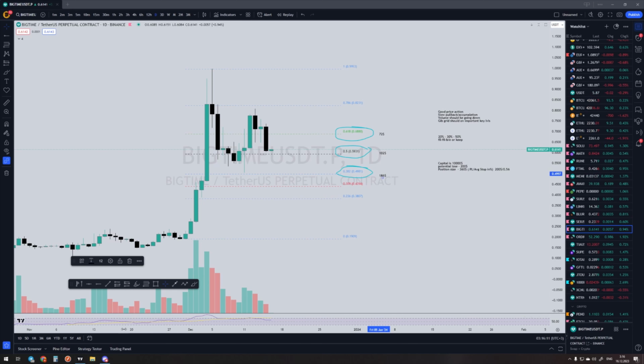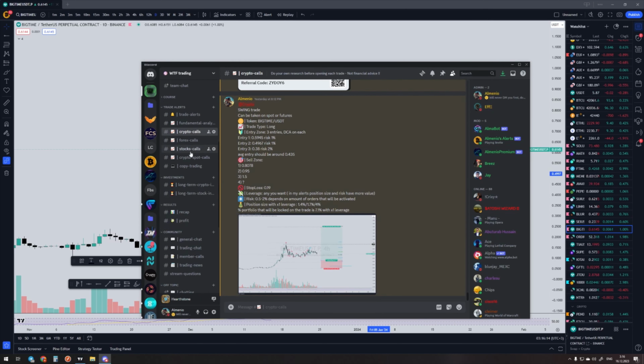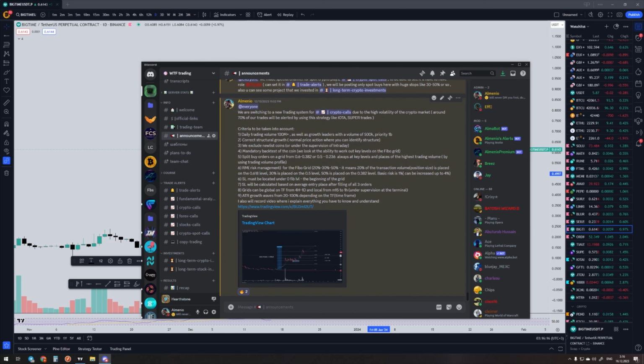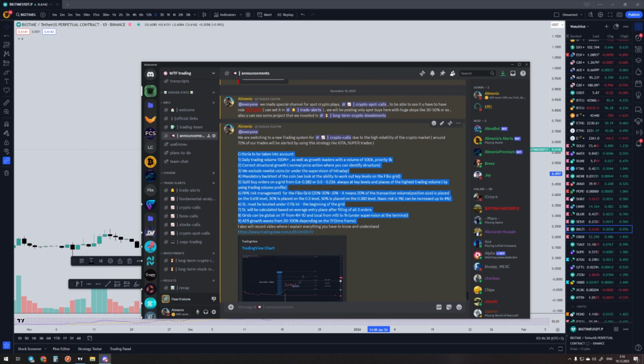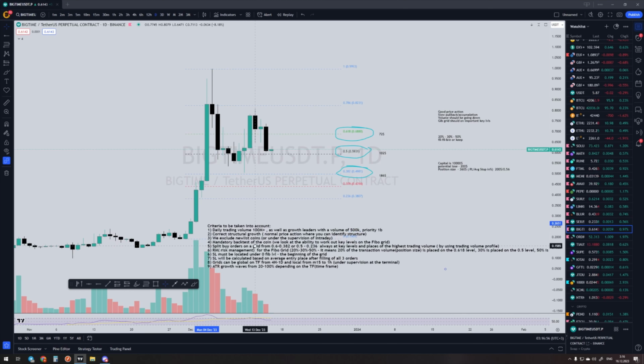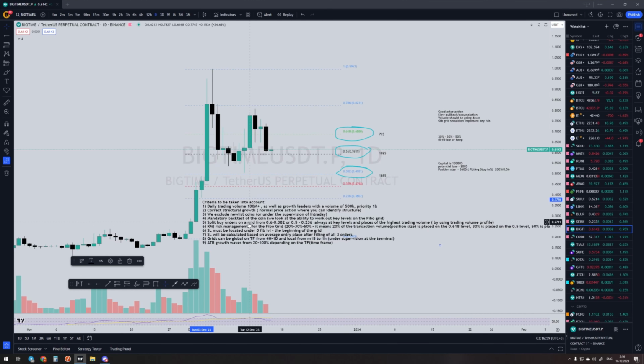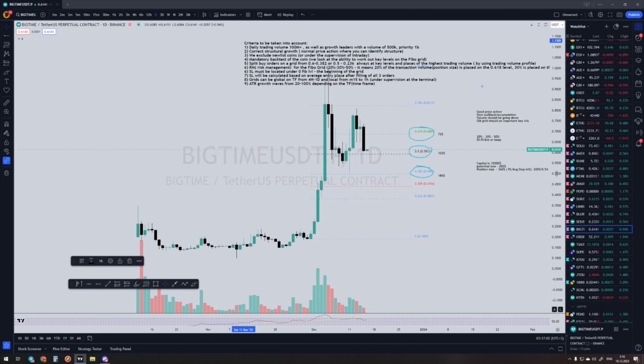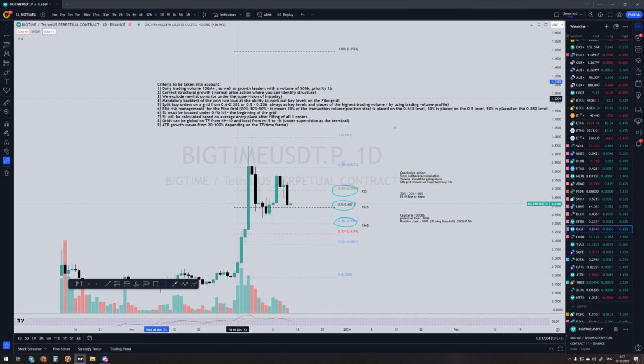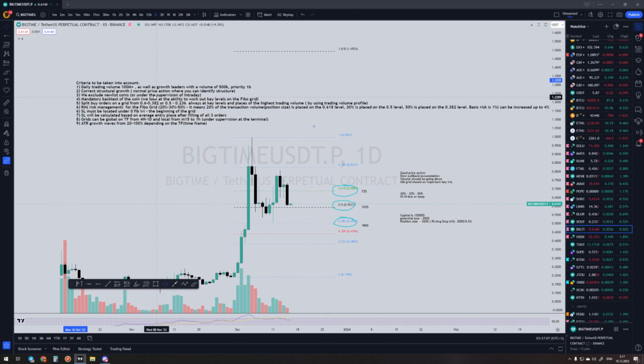Also, on our Discord server we have criteria on how to identify specific instruments for this specific strategy. This is criteria that you have to follow when you're using this strategy. So I will put it here so you can see it. Also, you can find it on our Discord server.